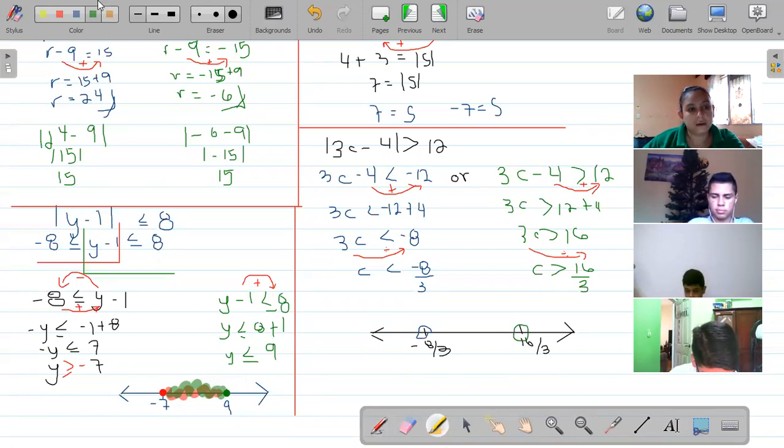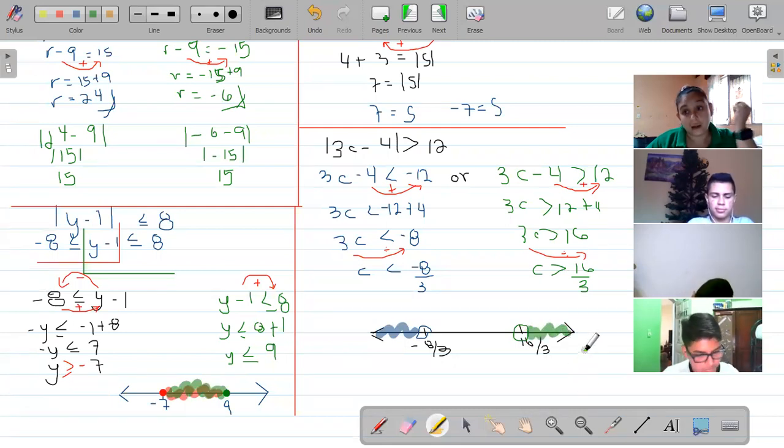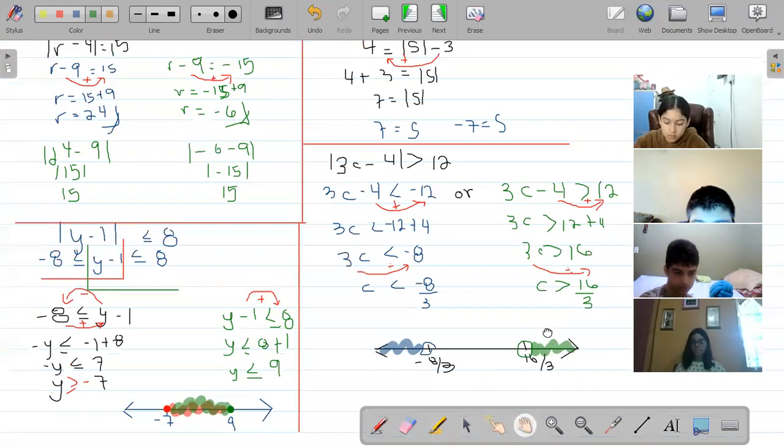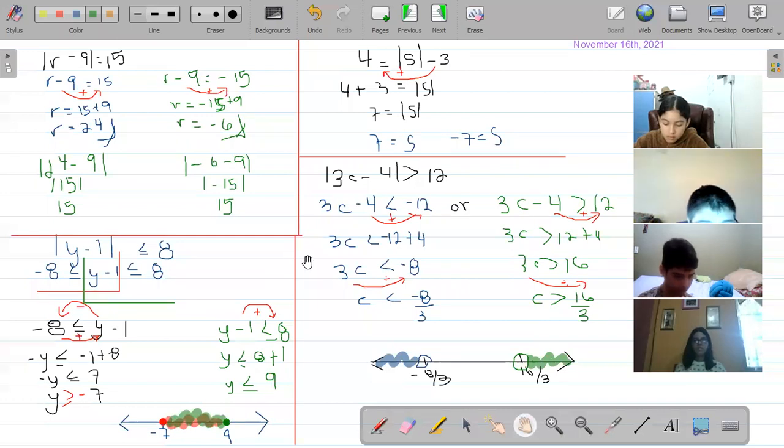So now let's shade. According to the rules that we saw, when it is an OR, it goes in opposite directions. Let's check that. c is less than, so less than goes to this side. And c is greater than goes to the right. And indeed, it was true. They went in opposite sides. And that's how we do the other exercise according to the rules that we were given for equations and for inequalities.